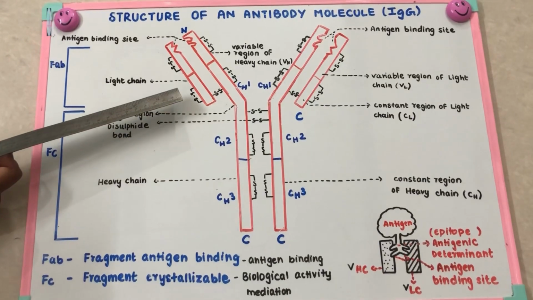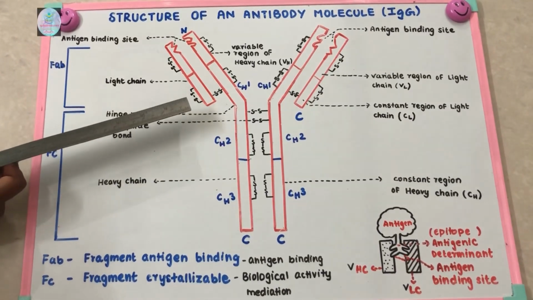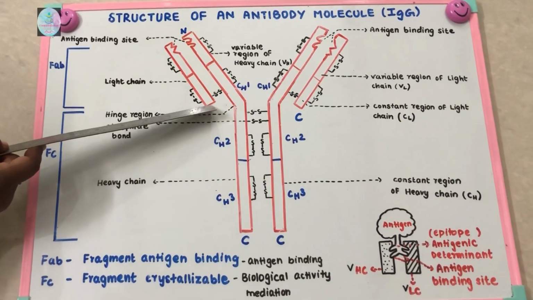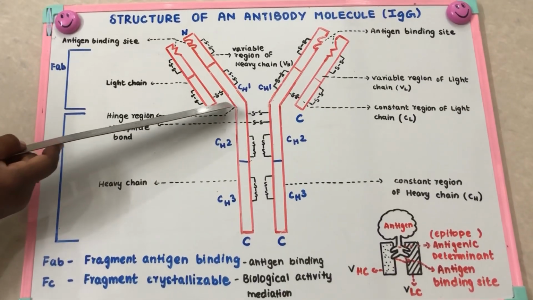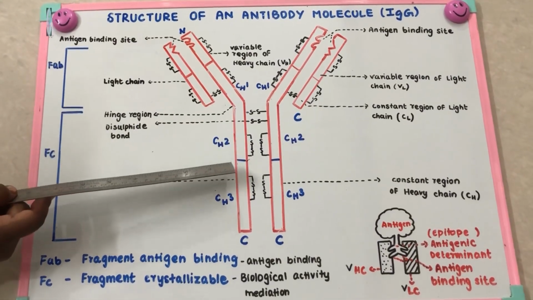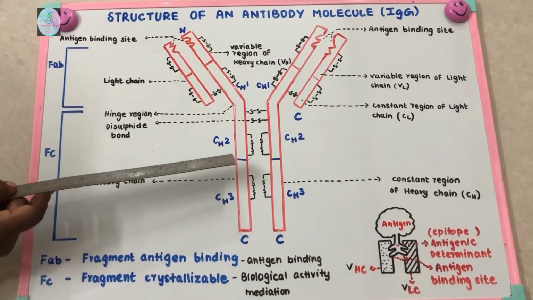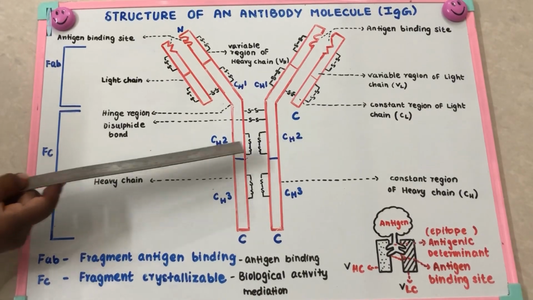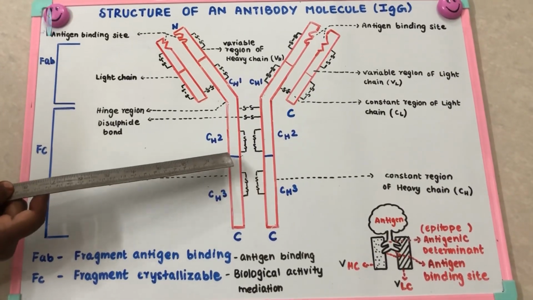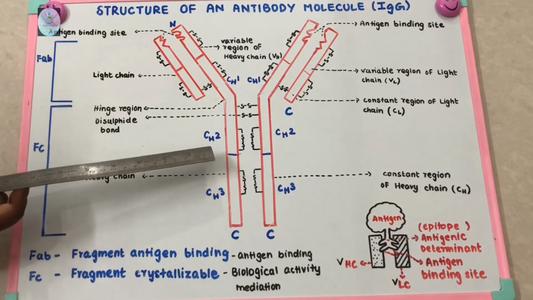Interchain is the disulfide bond joining a light chain and a heavy chain, like here. It is joining a light chain and a heavy chain. This is called an interchain bond. The other type is the intrachain bond. Intrachain bond is nothing but the disulfide bond connecting 2 heavy chains. It is between the same chain and hence we call it an intrachain bond. This is about disulfide bonds.